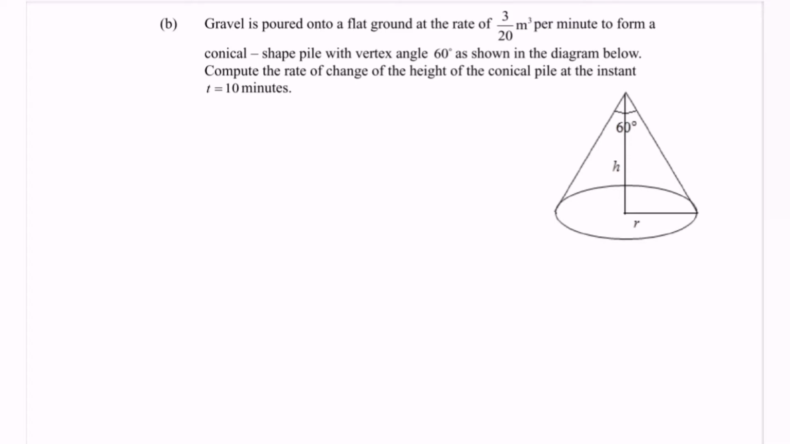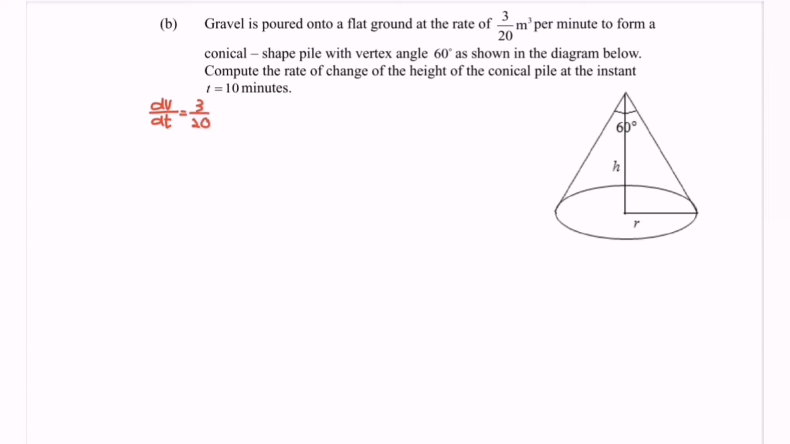In this video, I'm going to discuss an example for the situation rate of change. Given the situation, gravel is poured onto a flat ground at the rate of 3/20 meter cube per minute. Meaning that here we have dV/dt is equal to 3/20.